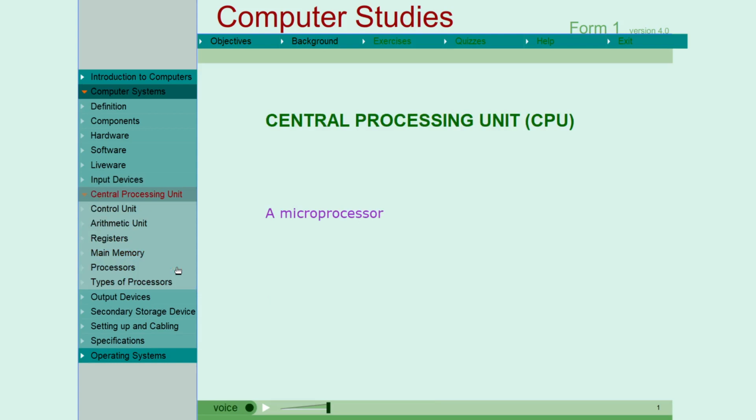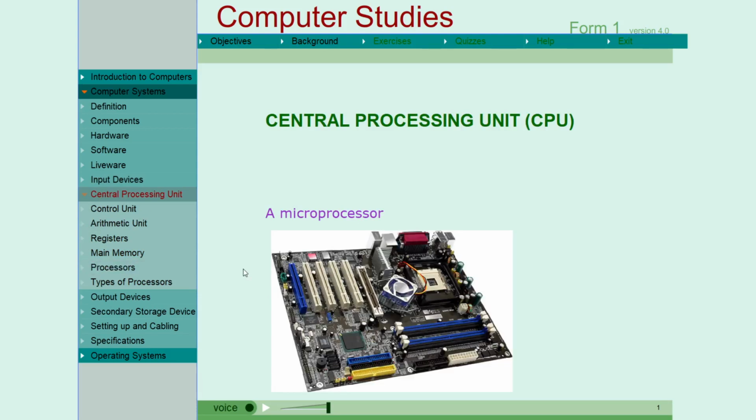The CPU is the brain of the computer that interprets the computer program instructions and processes data. It is usually contained on a single integrated circuit or chip called a microprocessor and consists of the control unit, the CU, arithmetic logic unit, ALU, and memory.